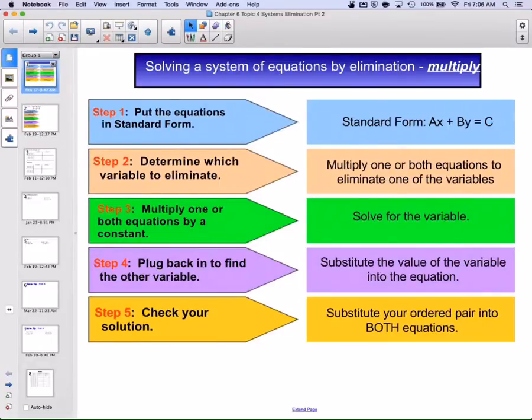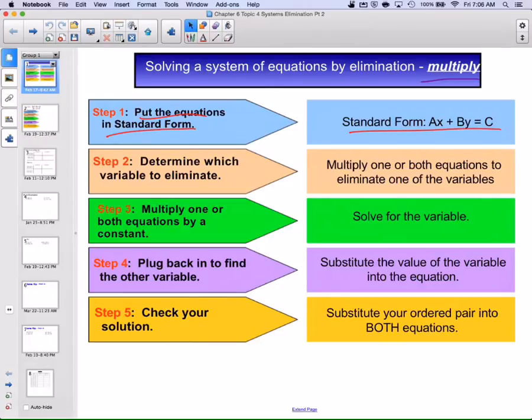Okay, so sometimes when we do elimination, we have to scale up or scale down the equations by multiplying. So there's an extra component to this. The coefficients won't look exactly the same. One might be twice as big as the other, so we're going to have to do something to change it. So same idea, though. We're going to start by putting the equations in standard form.